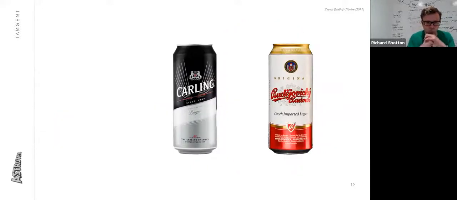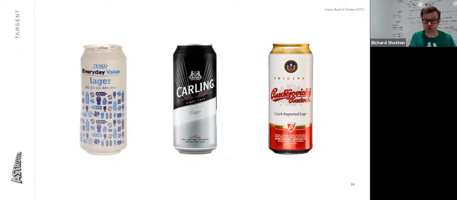And what happens here is they set up a bar and they sell two beers. So they sell mainstream Carling for £1 and they sell a fancy premium beer, Budvar, for £2. And when they do that, a third of people buy Carling and 2/3 buy Budvar. So remember those numbers: 1/3 Carling, 2/3 Budvar. That's kind of benchmark.